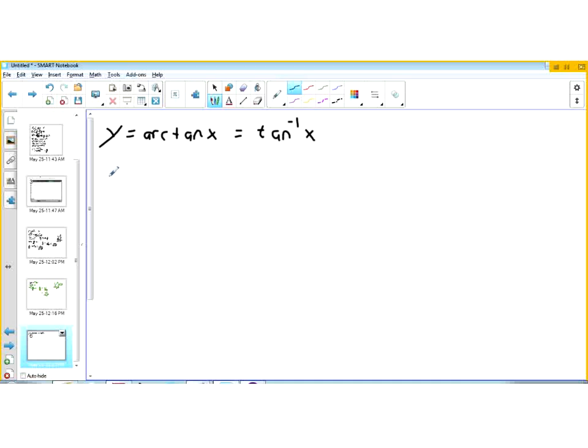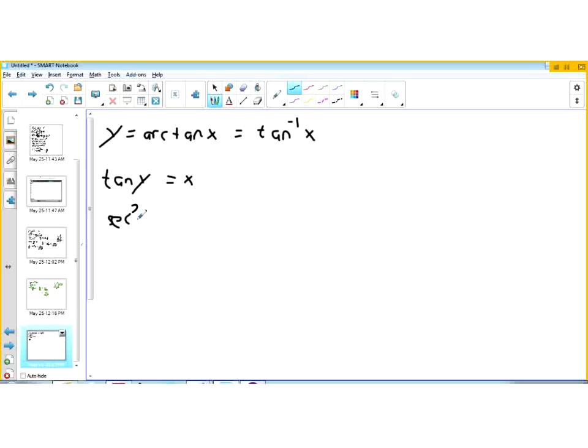Okay, so we take the tangent of both sides. Do we have any restrictions for the tangent function? I don't think so. We don't have any restrictions when we take the tangent of both sides, so we'll say the tangent of y is equal to x. Then we'll use implicit differentiation.